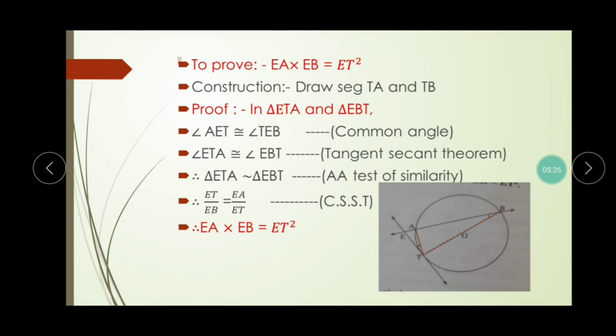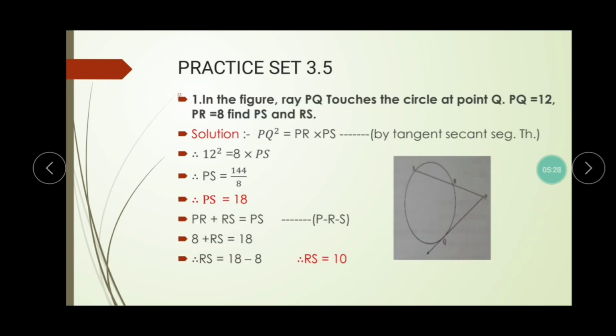So here we end up with the theorems. Now I'll start with the practice set 3.5. First problem of it. In the figure, ray PQ touches the circle at point Q. Length of PQ is 12. PR is given to us as 8. We are supposed to find out PS and RS.